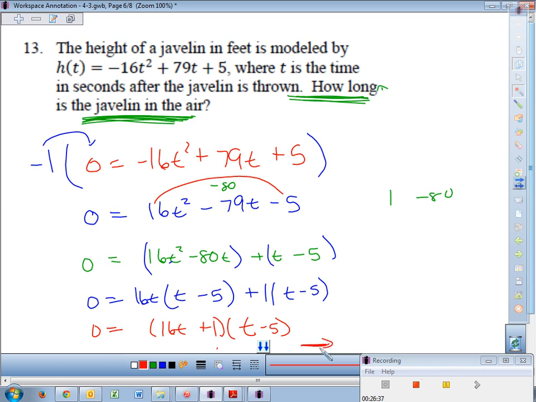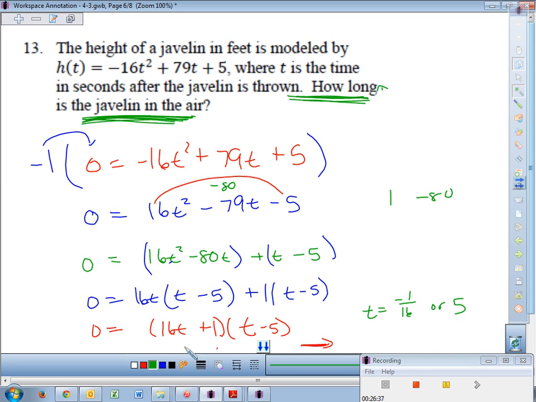All good with that? Let's solve. What does t equal? T could equal negative 1/16 or 5. We don't need a set yet because this is a story problem. We've got to answer the question. What does t stand for? Time in seconds. How long did it take for that javelin to hit the ground? Negative 1/16 seconds, sir. Is that how long it took? Yes or no? That's an extraneous answer.